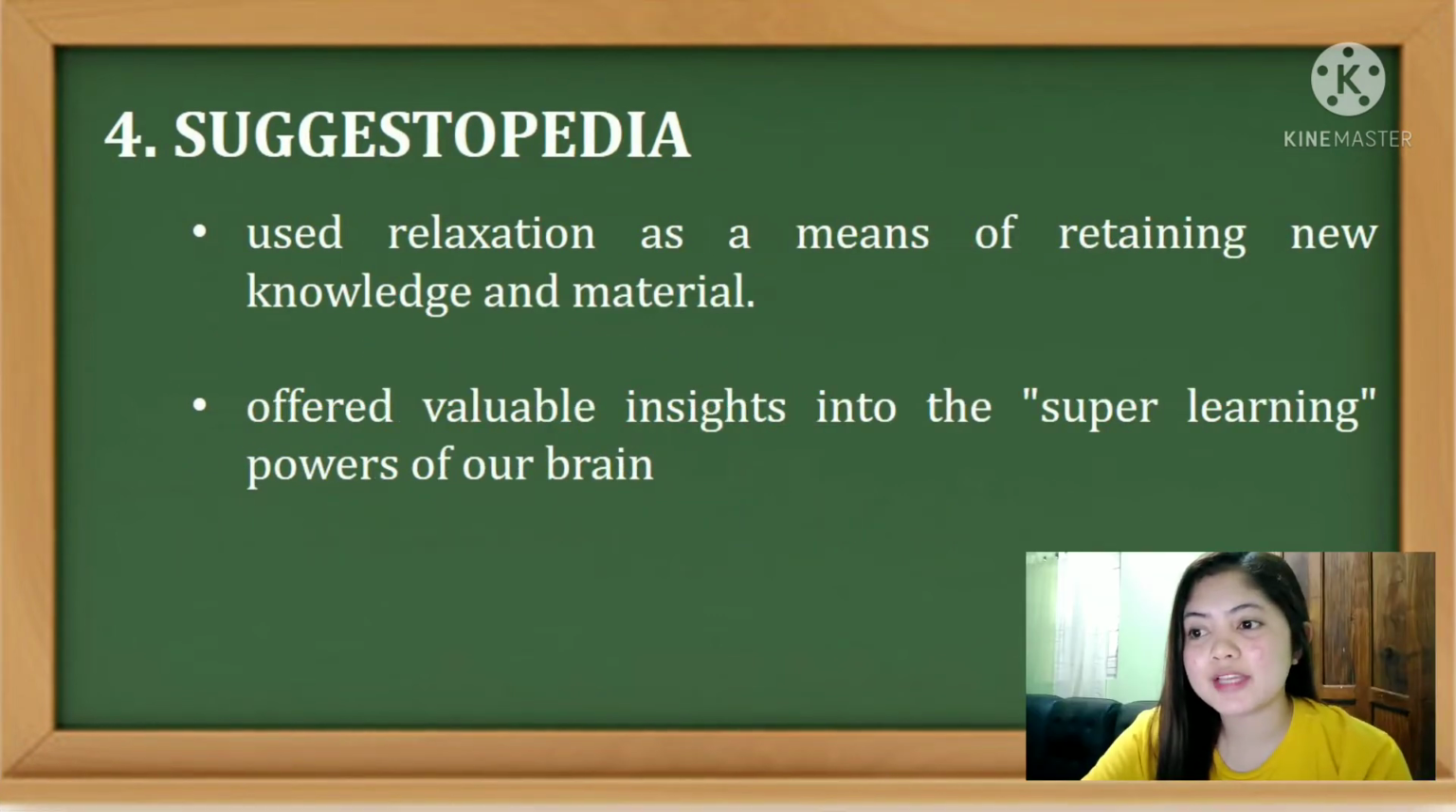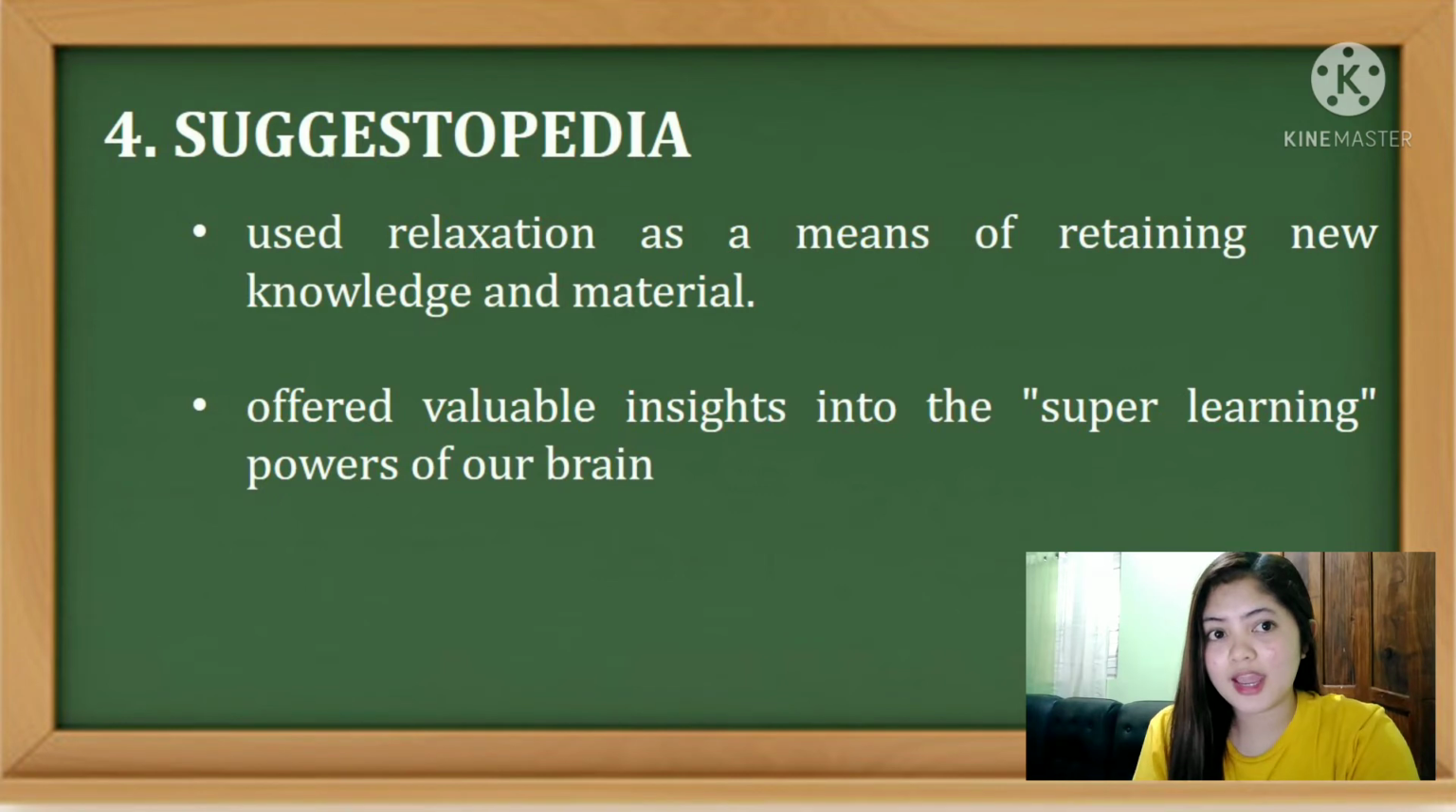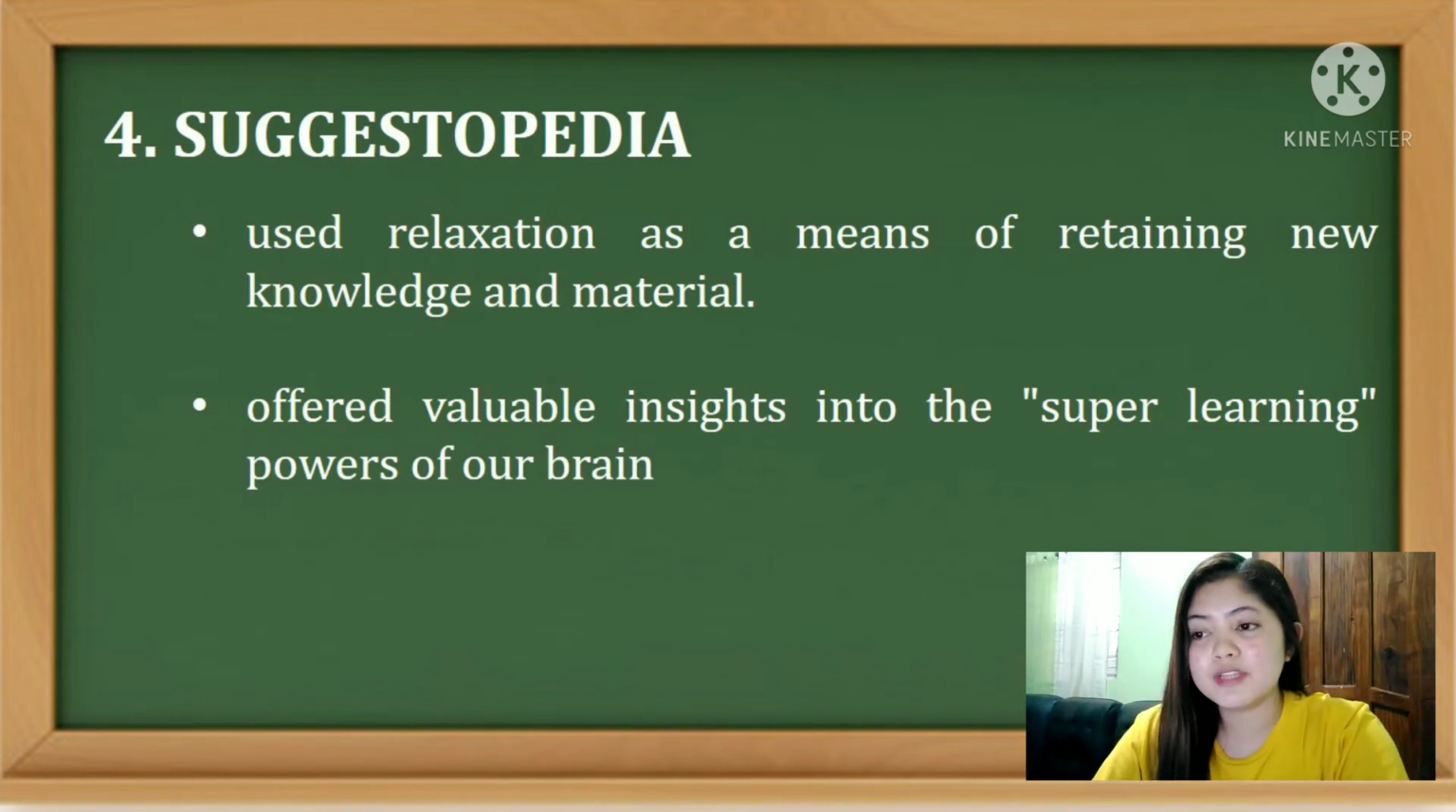The next trend we have is Suggestopedia. Suggestopedia used relaxation as a means of retaining new knowledge and material. It offered valuable insights into the super learning powers of our brain. Suggestopedia promised great results if we use our brain power and inner capacities. According to Lozanov in 1979, humans are capable of learning much more than we think. And so, language experts believed that a relaxed mind is an open mind and it can help a student to feel more confident and, in a sense, pliable.